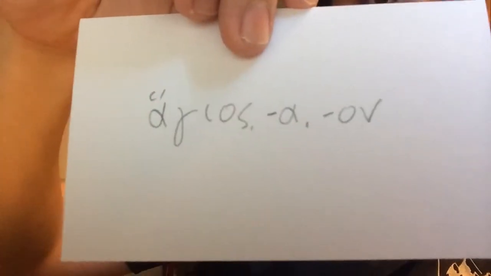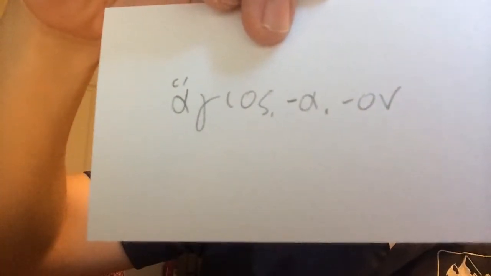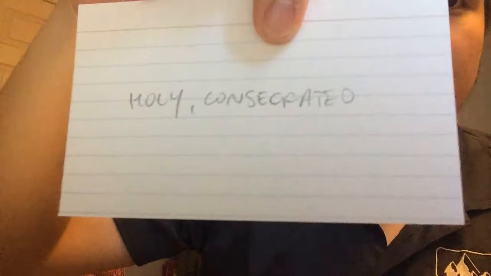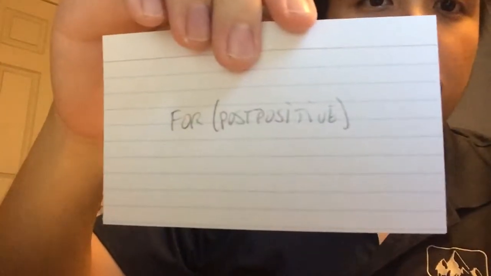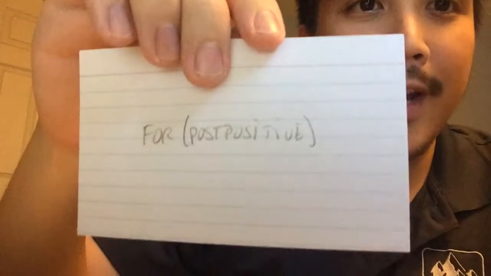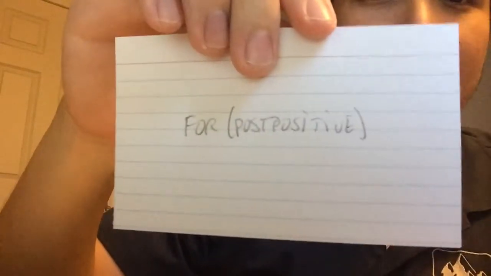Hagios, hagia, hagion. Holy or consecrated. Gar. For. This is another post-positive word, which again means that you won't ever find it at the beginning of a clause.